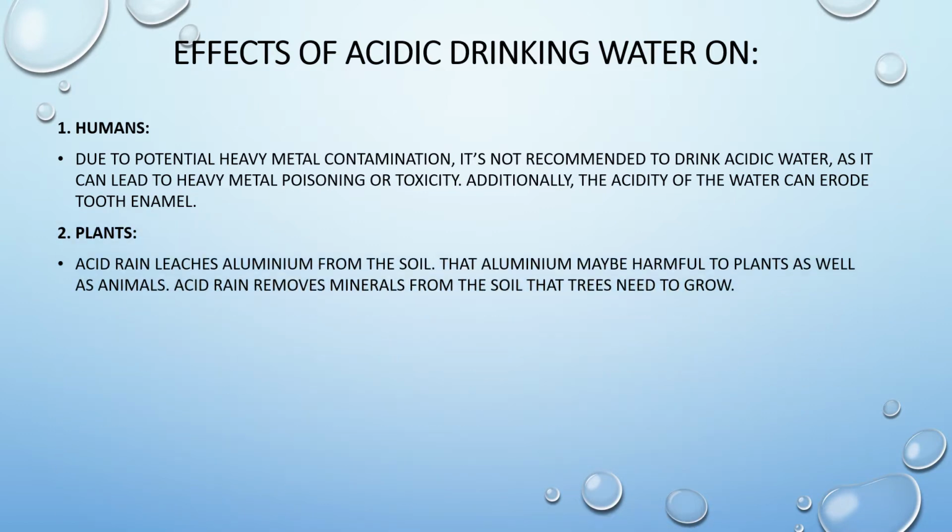Plants. Acid rain leaches aluminium from the soil. That aluminium may be harmful to plants as well as animals. Acid rain removes minerals from the soil that trees need to grow.